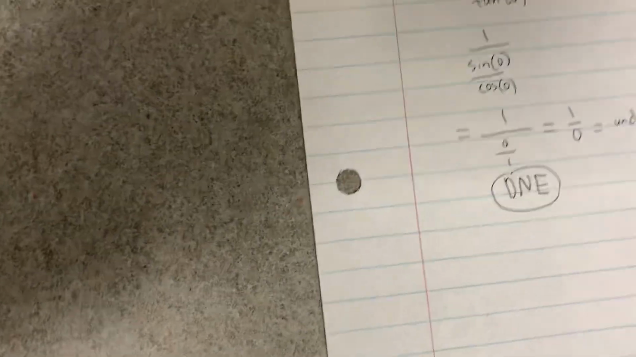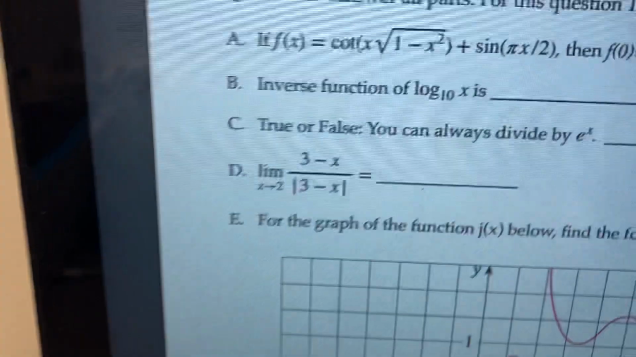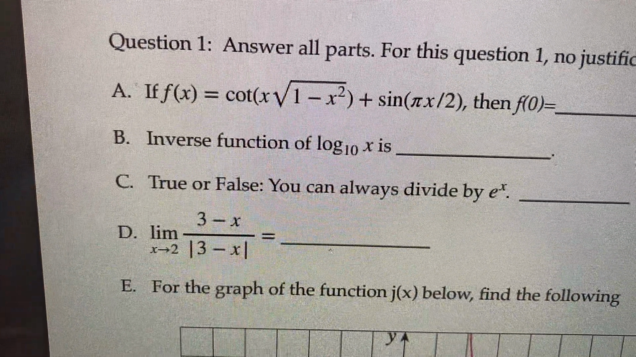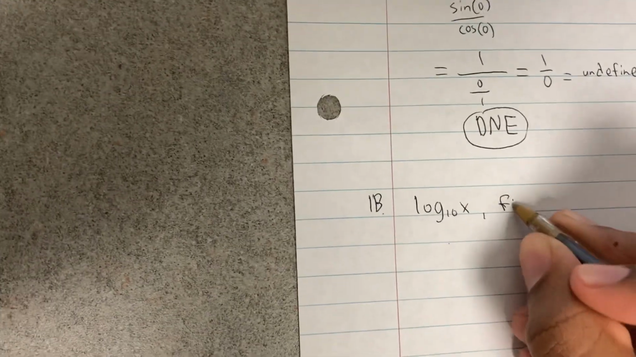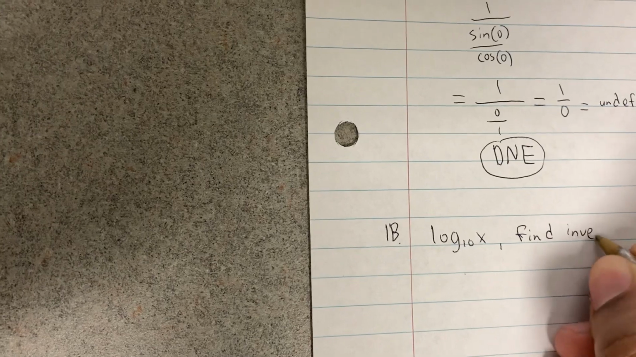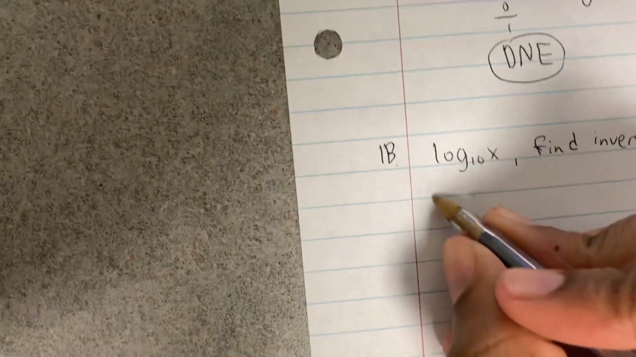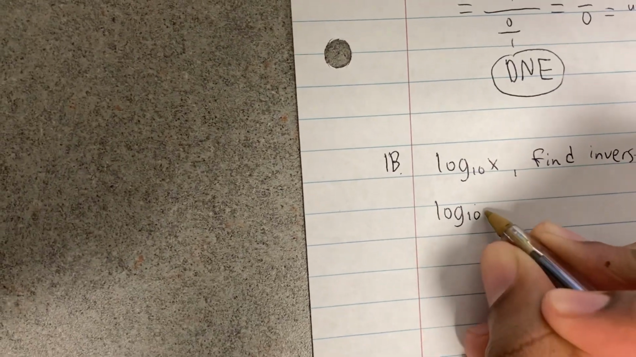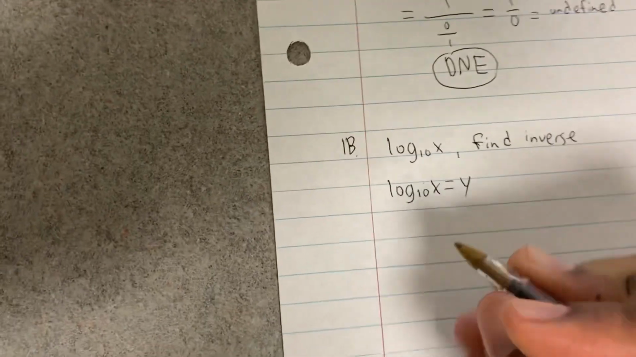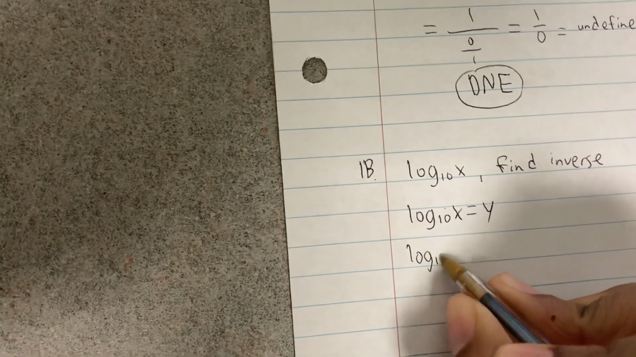That's good. Okay, now 1b is the inverse function of log base 10 of x. So 1b is asking for the inverse. So for this one, you would have to write it out as a function. So log base 10 of x equals y. Then you would switch the x and the y. So log base 10 y equals x.